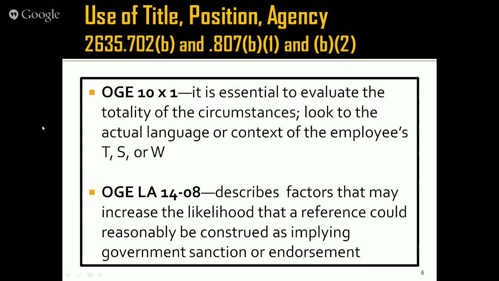at context. Context is everything. So we want to look at what the actual language is. We want to look at the circumstances under which the title is being used and the manner in which the title is being used before necessarily arriving at the conclusion that a particular manner in which a title was used is necessarily a misuse of position or a misuse of title, because it doesn't explicitly fall within the parameters of 807 B1 or B2. So I would advise you to take a look at 10X1.